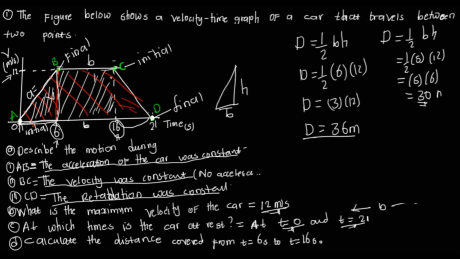So now after finding the distance for each part, we can now add. The total distance will be 36 meters from A to B, then from B to C was 120 meters, plus 30 meters. So we can see that we still get 186 meters.